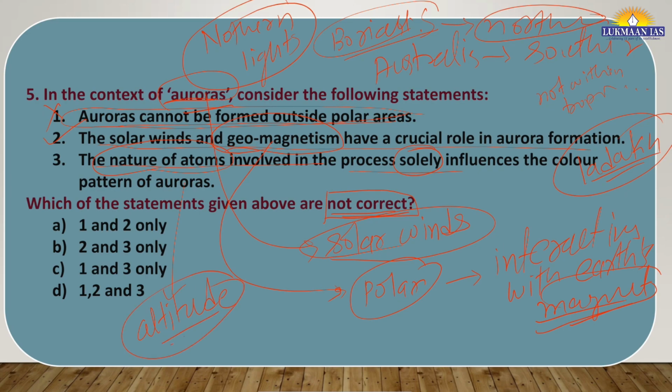At which altitude they are formed, accordingly we can say that the color patterns of auroras are decided. So we can say it is incorrect. Solely बोला है तो आप हटा सकते हैं ये. Incorrect ही पूछा गया है, so that's why answer is C here, right?